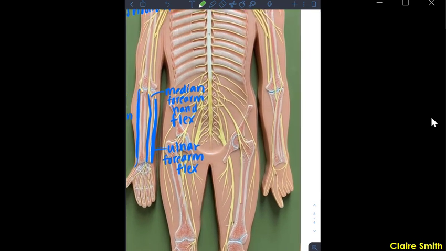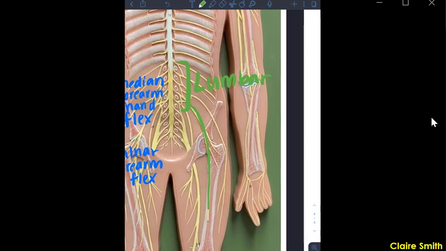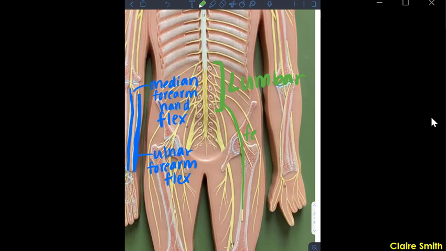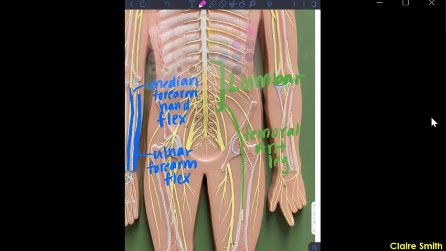Next plexus we're going to talk about is your lumbar plexus. So that guy right there, lumbar plexus, that has nerves that are going to your leg. The only one you have to know is that guy there that I'm highlighting. That is your femoral nerve. It goes right above your femur and it innervates your anterior leg. It's more specific than that, but that's as much as you're going to have to know. So a femoral nerve innervates your anterior leg.